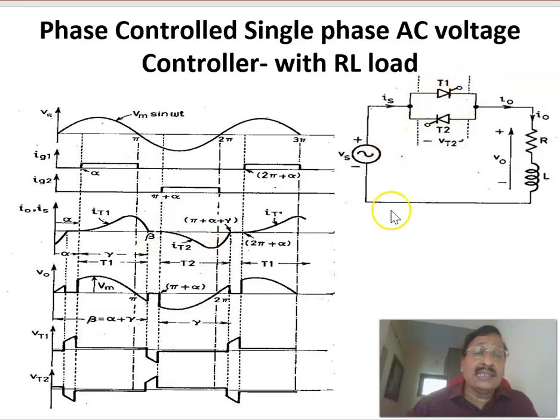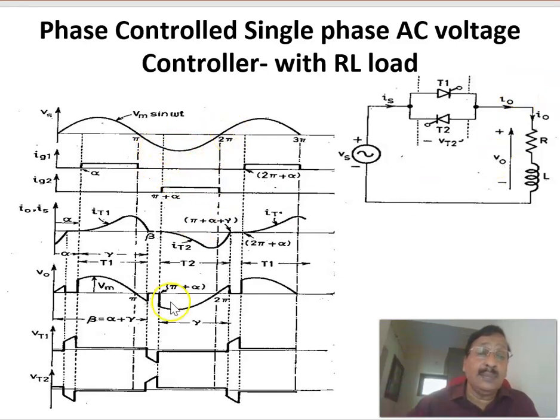The next triggering, of thyristor T2, happens only at pi plus alpha. From this instant, which we call beta, to pi plus alpha, none of the SCRs is conducting. That is why the output voltage equals zero from beta to pi plus alpha. Again, from pi plus alpha, T2 is triggered, and then the output voltage is the same as the input voltage.